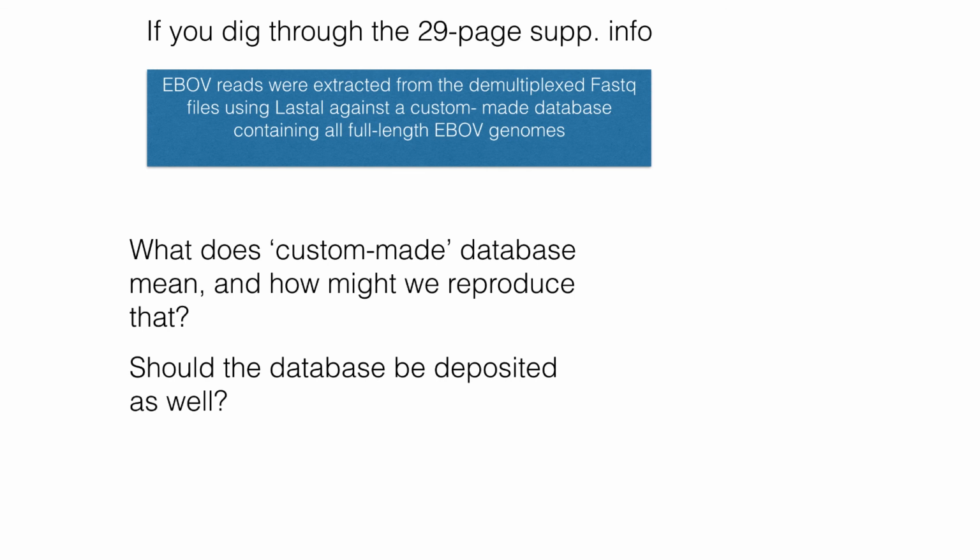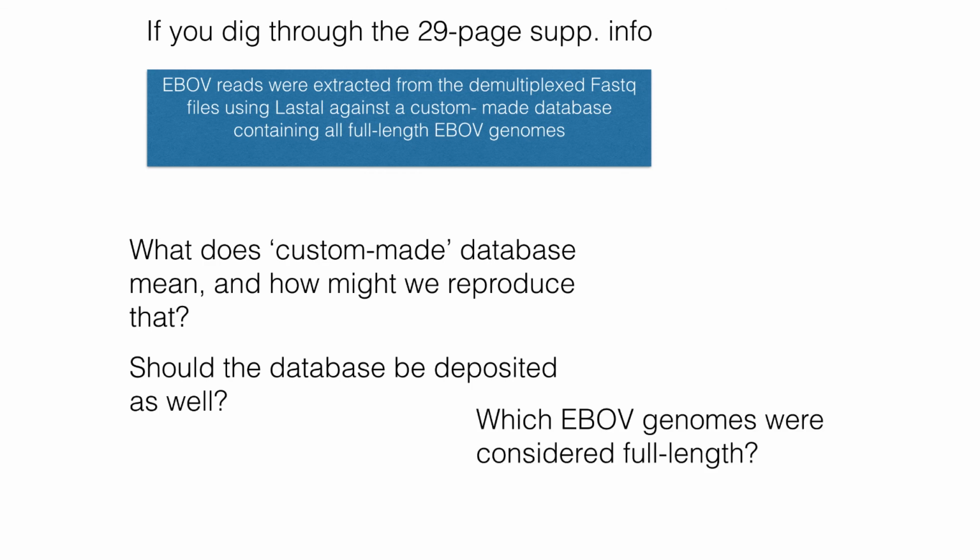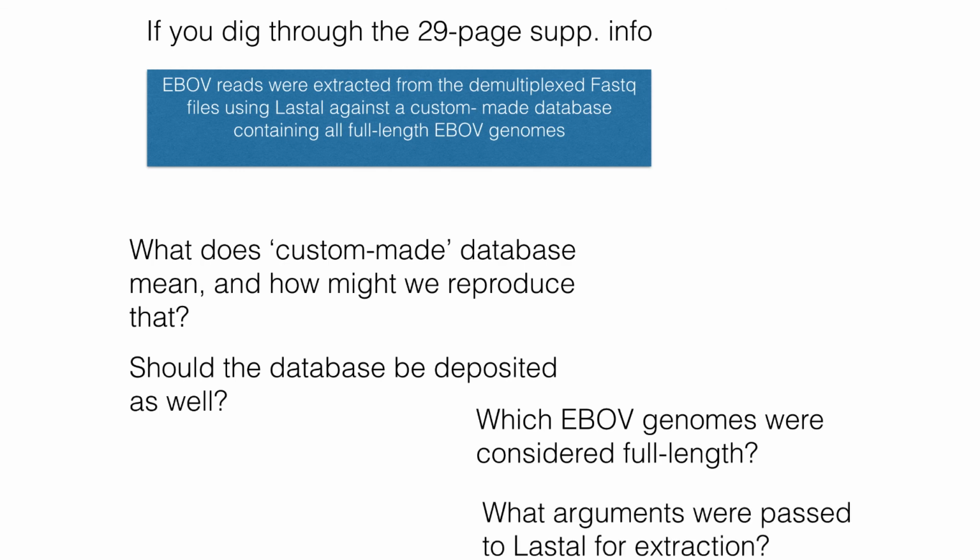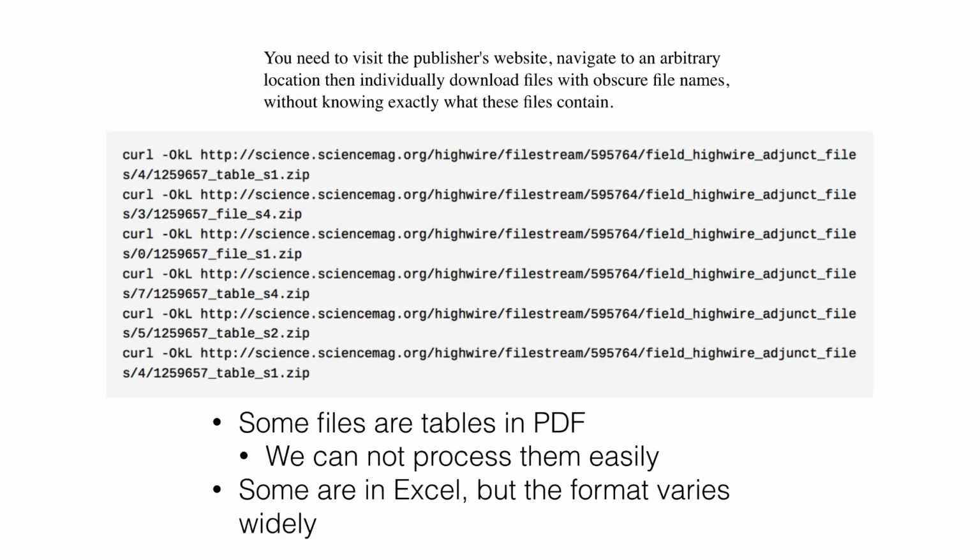Should that custom-made database be made available as well, or at least described how to redo it? How did they decide which Ebola virus genomes were considered full length? Because they do vary slightly. What arguments did they pass to the LASTAL command when they were doing the extraction? Because it's not just a one-off thing. There are variations to it. If you wanted some more information, you could download some individual files from them as well, but they're listed in a PDF, which makes them very difficult to process, and some are in Excel but don't have a consistent format. So this has been made very difficult to actually access in any meaningful way. So that's just food for thought.